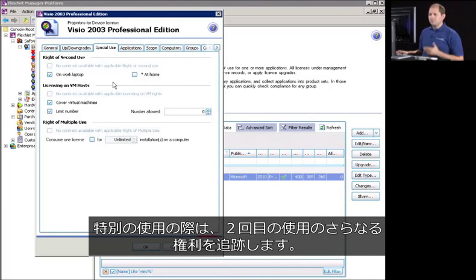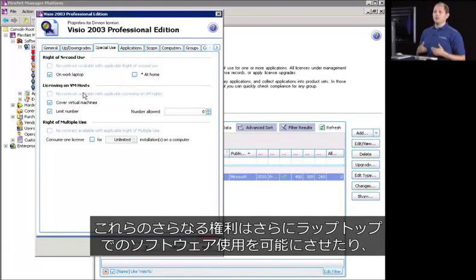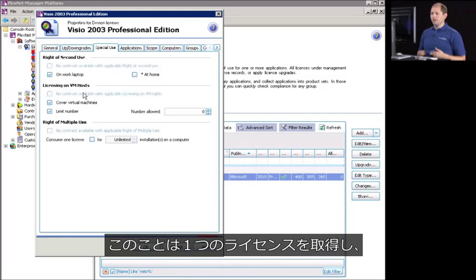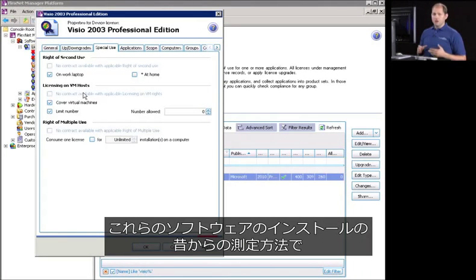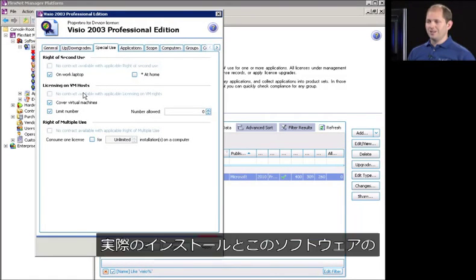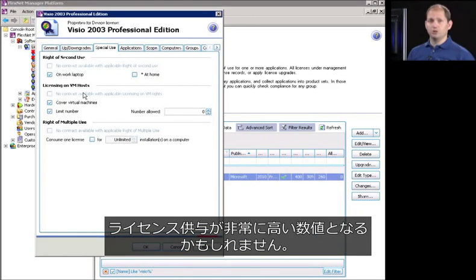Under special use, we're tracking additional rights of second use. Now, these additional rights might let you use the software on an additional laptop, or they might let you cover the usage of licenses on virtual machines. And this allows you to take one license and use it in a multiple number of installations. With a traditional way of measuring those software installations, you might come up with a very high figure for the actual installations and licensing for the software.